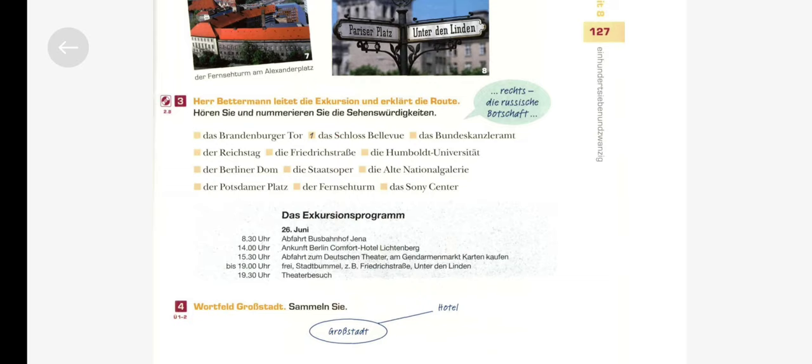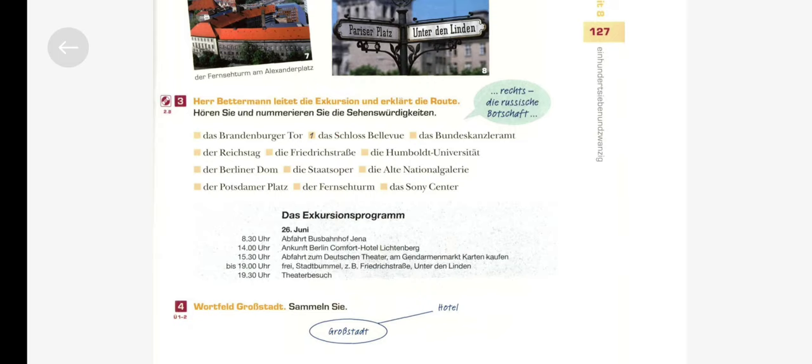Wir fahren jetzt über die Friedrichstraße. Das ist eine beliebte Einkaufsstraße. Die Staatsoper ist hier rechts. Links kommt die Humboldt-Universität. Und jetzt fahren wir über die Schlossbrücke. Links, das ist der Berliner Dom. Und dann kommt die alte Nationalgalerie. Vor uns sehen wir den Fernsehturm auf dem Alexanderplatz.